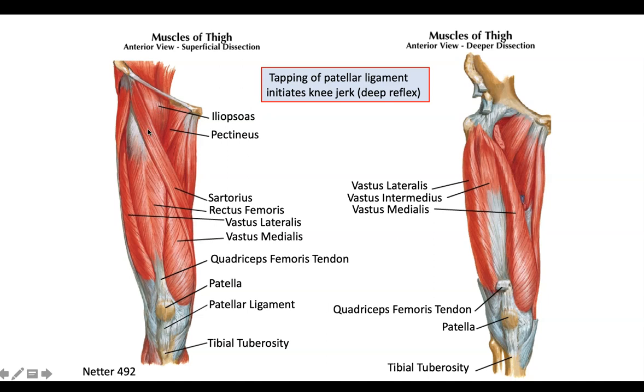Sartorius is another muscle of the anterior compartment. It is a long ribbon-like muscle. It extends from the anterior superior iliac spine. It crosses obliquely from lateral to medial, and distally it is attached to the medial side of the upper end of the tibia. Sartorius is the longest muscle of our body.